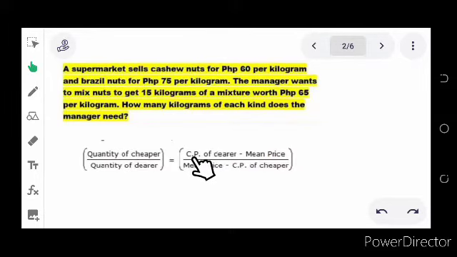Now, CP stands for the cost price. That means the price of the dearer. Again, this is the price of the much more expensive part of the mixture. Here, the expensive part of the mixture is the Brazil nuts, and it costs 75 per kilogram. So let's just substitute 75 in there.